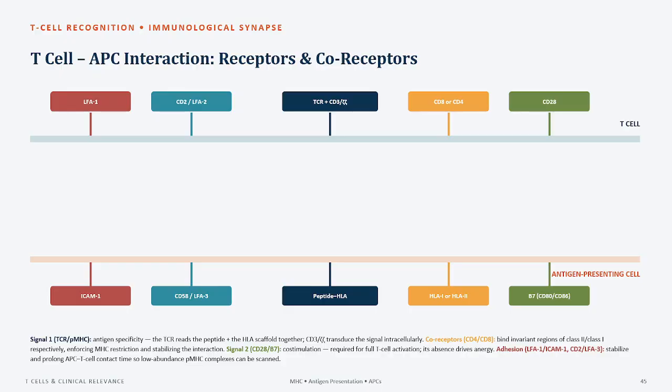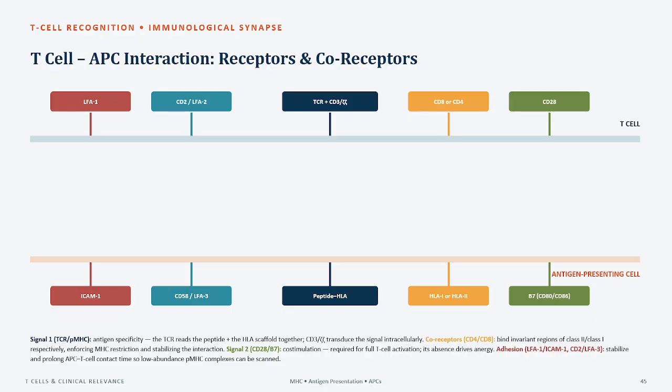For the co-receptor binding, the CD8 or the CD4 is on the T cell. The APC ligand is the HLA class 1 or HLA class 2, and it enforces MHC restriction by binding to invariant regions of the MHC molecule, bringing the internal signaling machinery closer together.